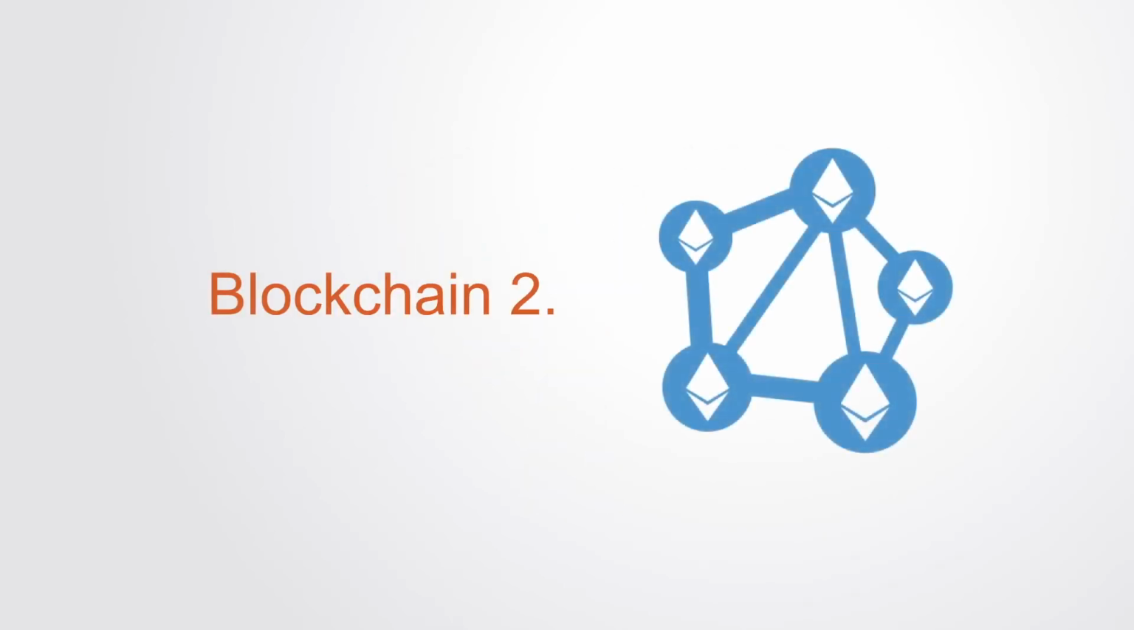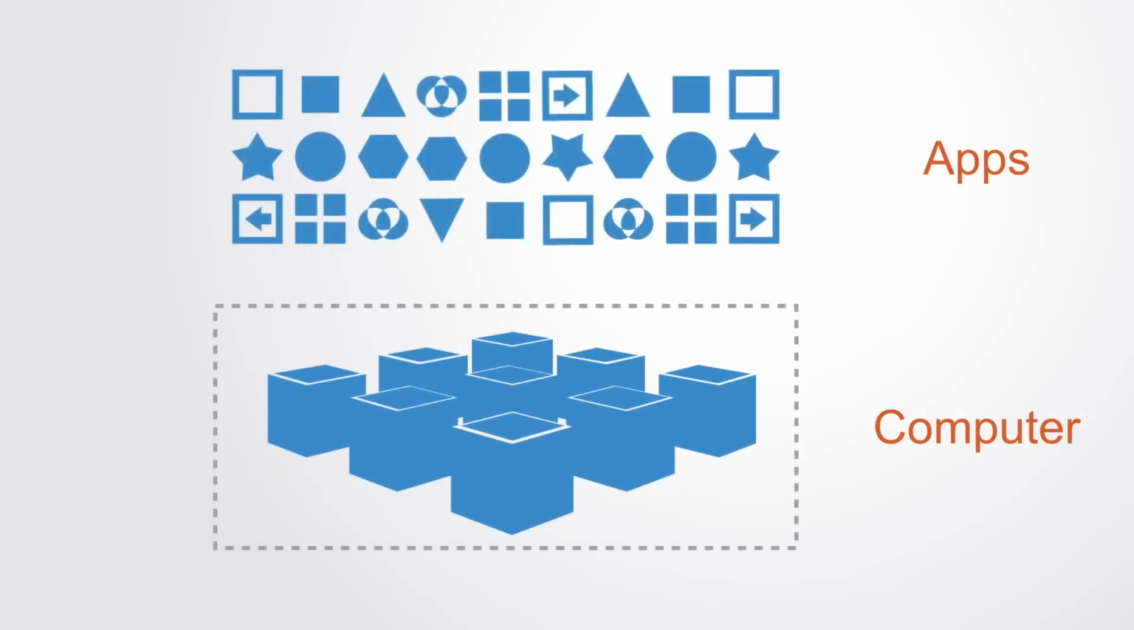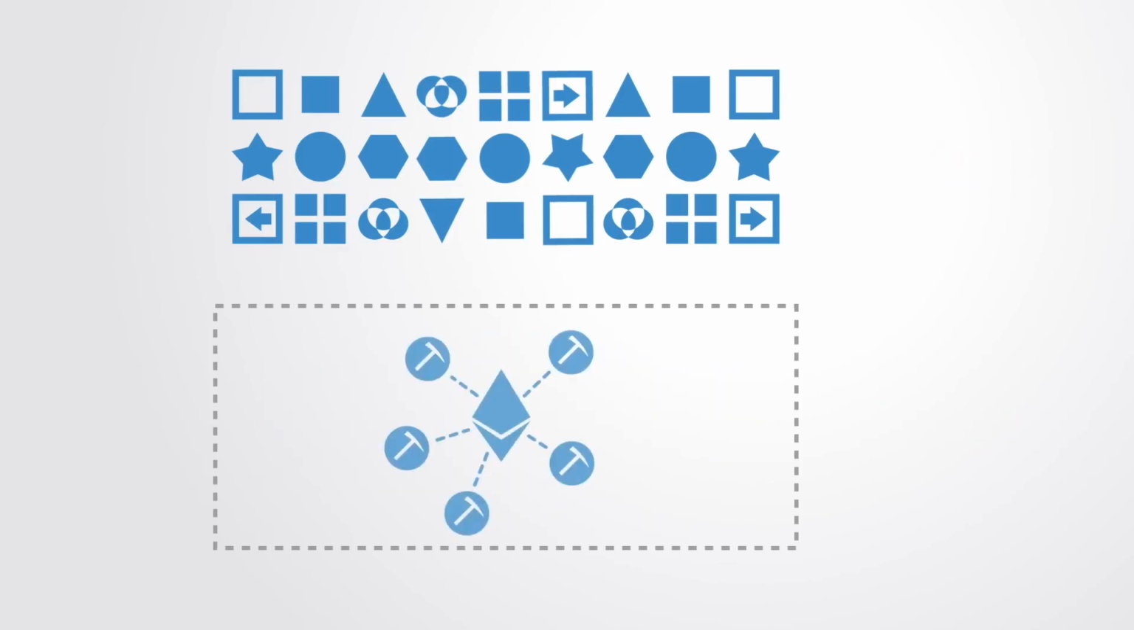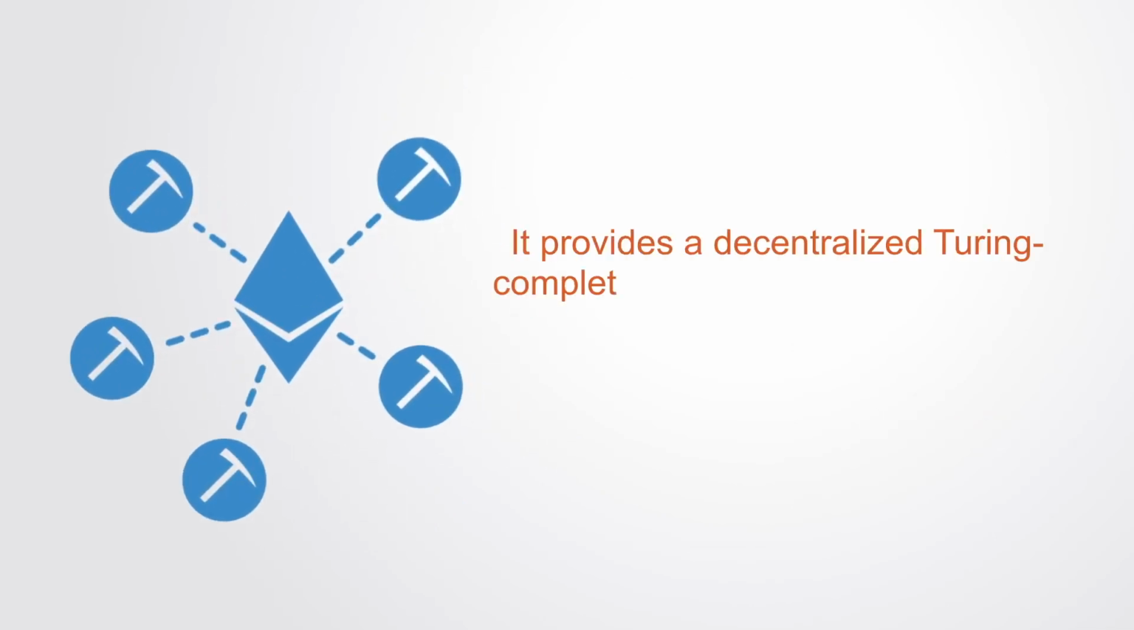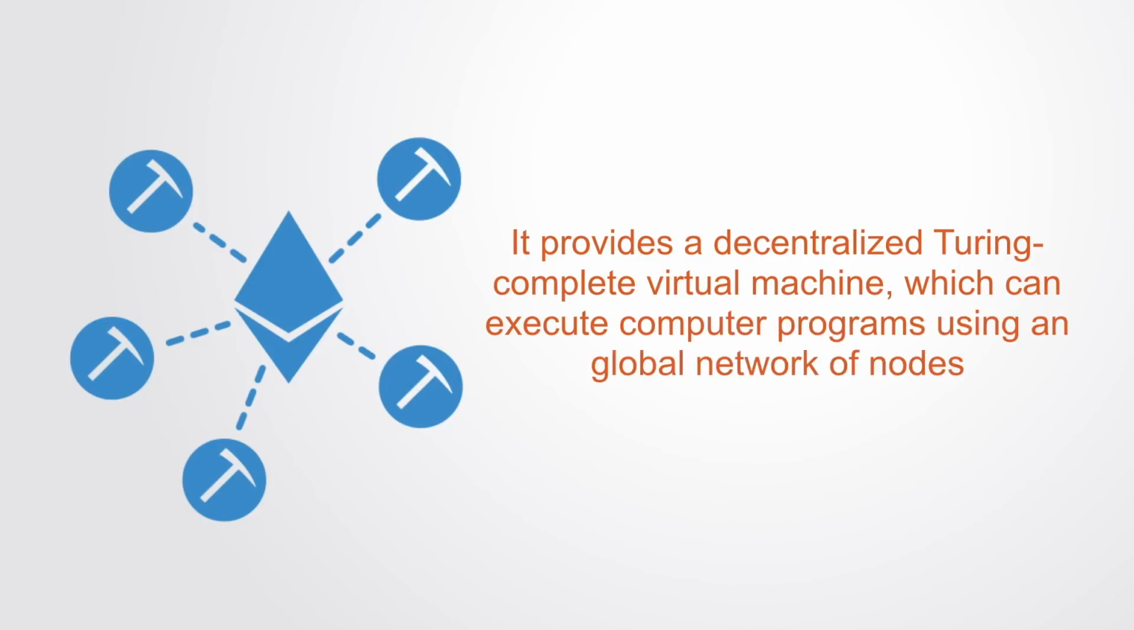Within just a few years, the second generation of blockchains emerged, designed as a network on which developers could build applications, essentially the beginning of its evolution into a distributed virtual computer. This was made technically possible by the development of the Ethereum platform. Ethereum is an open-source, public, blockchain-based, distributed computer platform featuring smart contract functionality. It provided a decentralized, Turing-complete virtual machine, which can execute computer programs using a global network of nodes.